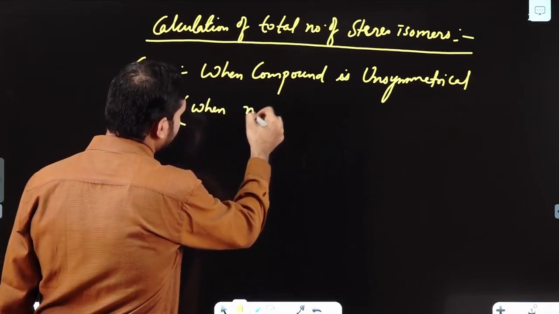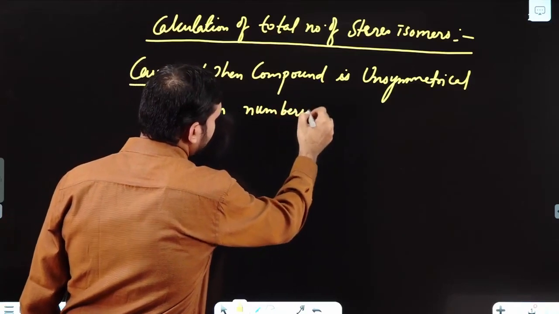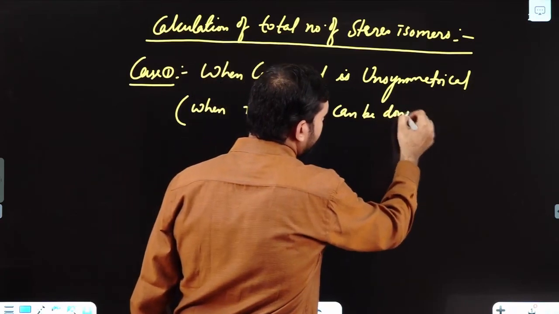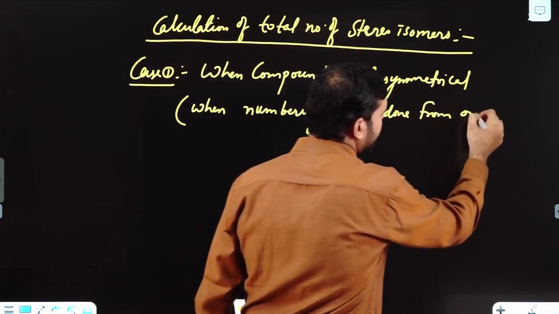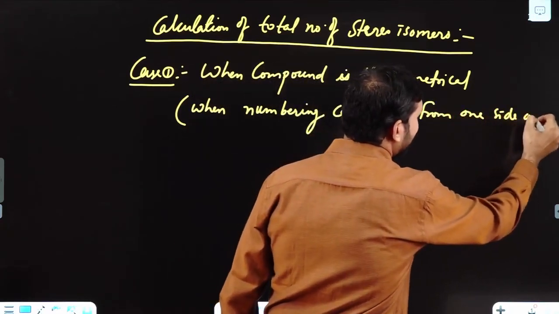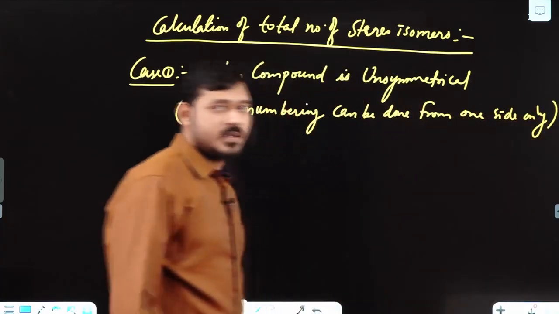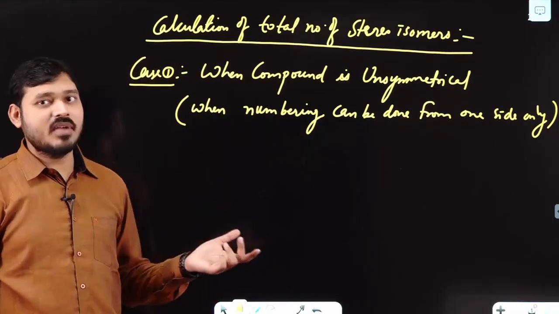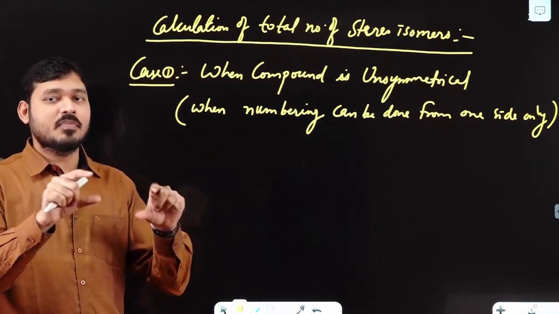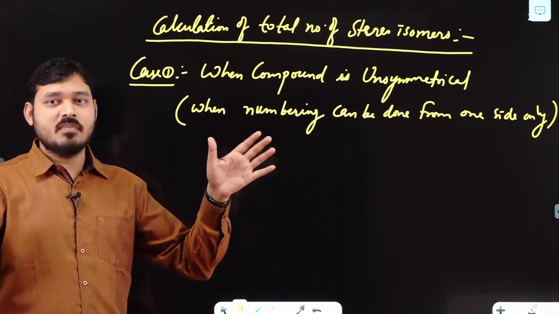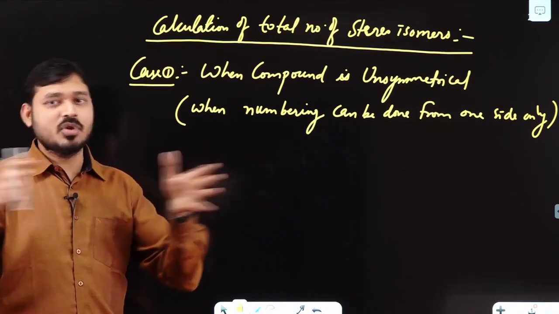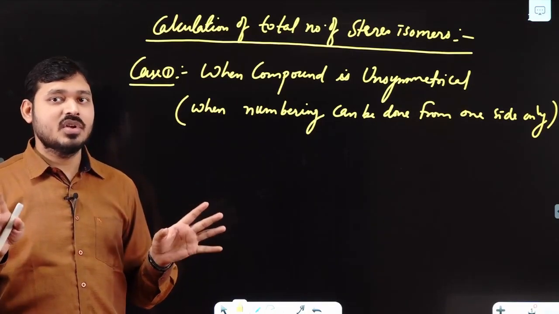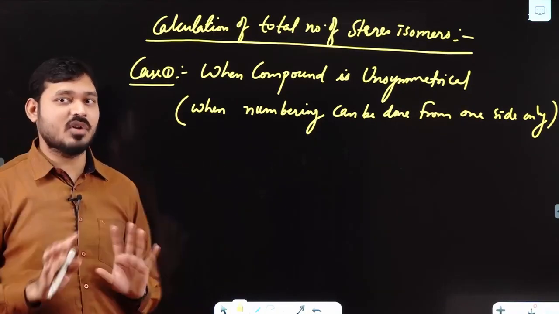When numbering can be done from one side only. See, the compound must be unsymmetrical. Okay. And in another way I am telling, if you suppose you have an open chain compound, you can make numbering from this side or this side, both possible, means definitely it is symmetrical type, it is not unsymmetrical type. Okay, so numbering must be done from any one of the sides only.